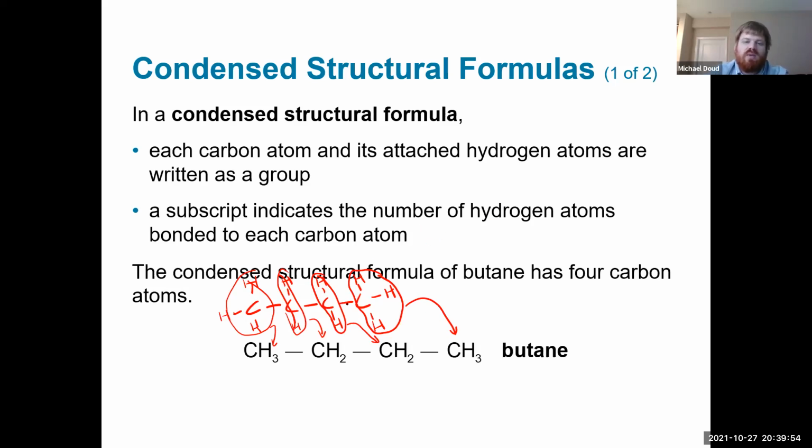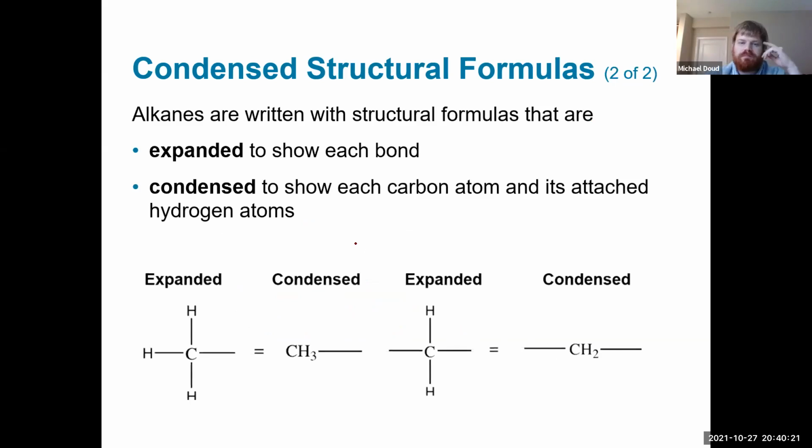Now, the reason that we do this is because, as you can see, it gets really tedious to draw all of these hydrogen bonds. And the one thing you'll notice about organic compounds is they have a lot of hydrogens. So ultimately, we're just going to ignore the hydrogens. For the condensed structural formula, we just limit it to saying, okay, this carbon has 3 hydrogens bonded to it. This carbon has 2 hydrogens bonded to it. This one has 2 bonded to it. And this one has 3 bonded to it.